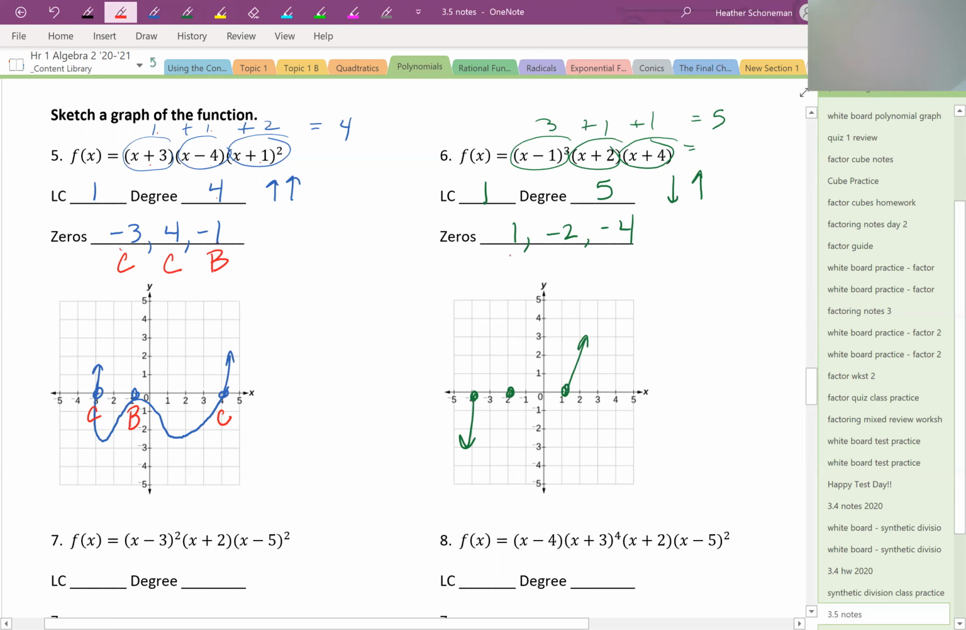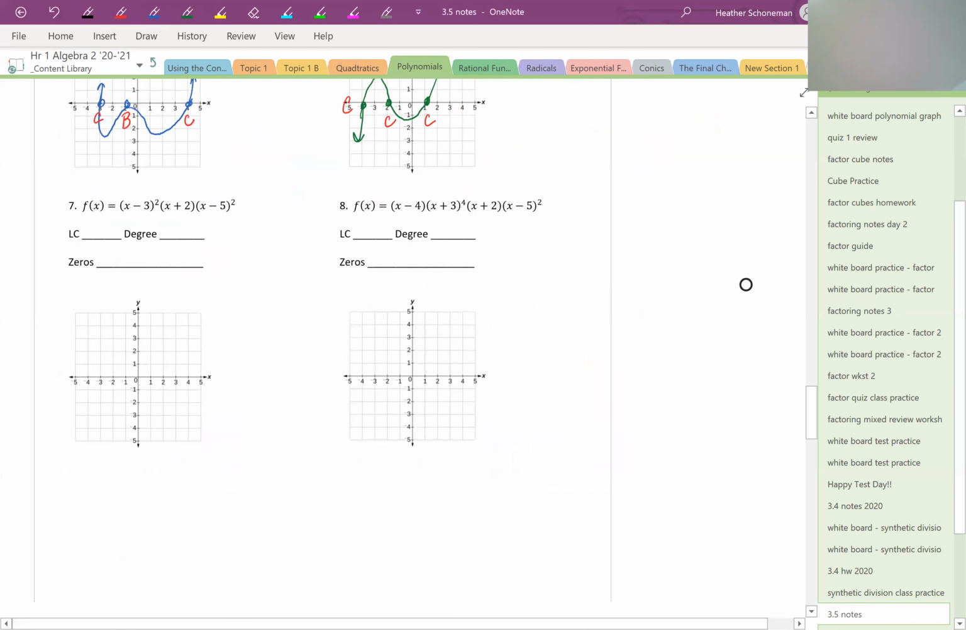Okay. The 1 occurs 3 times. 3 is odd. It's going to cross. So at 1, it's going to cross. -2 occurs 1 time. That's odd. It's going to cross. -4 occurs 1 time. That's odd. It's going to cross. So when I'm drawing this in, they all cross. So it weaves in and out.